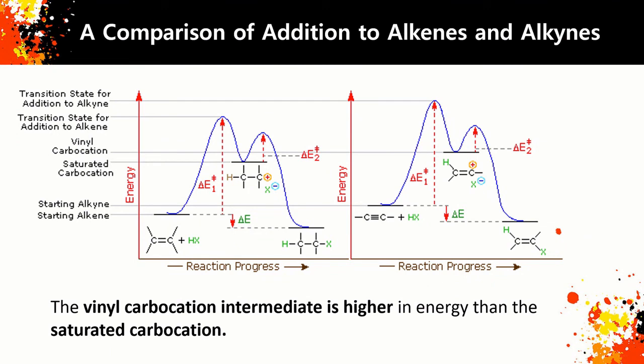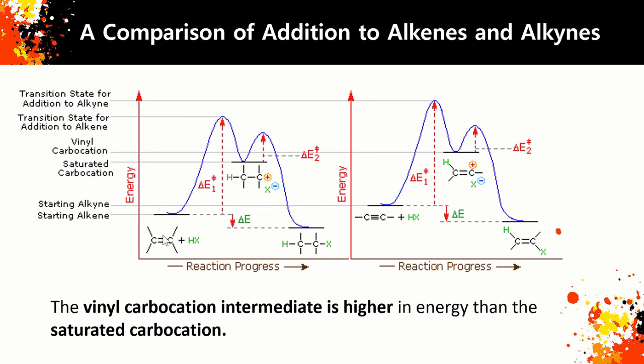All right, so the final thing that we're looking at for today's lecture is a comparison of addition to alkenes and alkynes. So addition again, but we're adding to an alkene here and to an alkyne here. We're adding HX, where X represents some halide. The first transition state would be breaking off one of these bonds, and so we form a carbocation intermediate, as represented here.